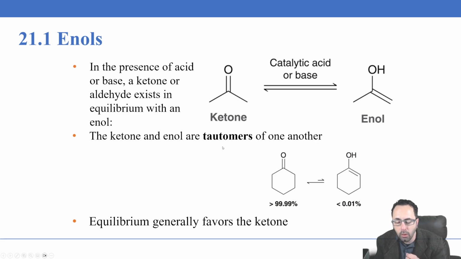Now, under normal circumstances, if you have a ketone, 99.99% of the molecules will be in the ketone form. Although it's in equilibrium with the enol, the equilibrium will favor the ketone significantly, and there will be very little of the enol at any given time. However, the enols can be reactive, and we can use that property to perform a reaction on a ketone and turn it into something else.